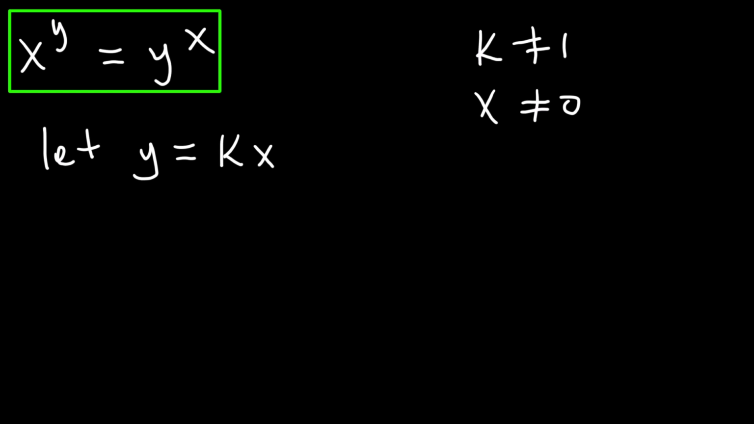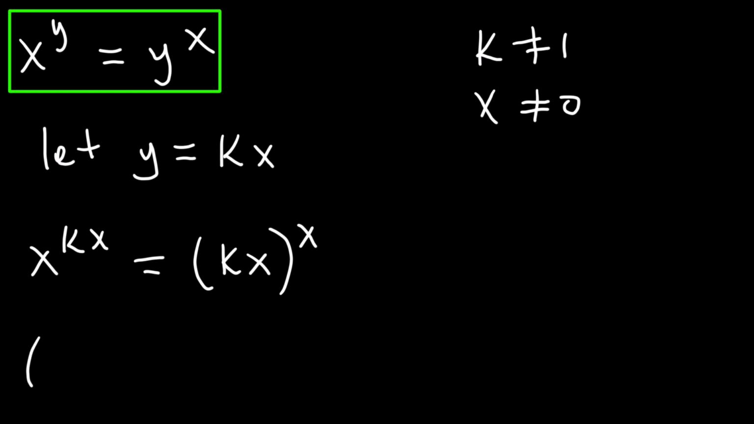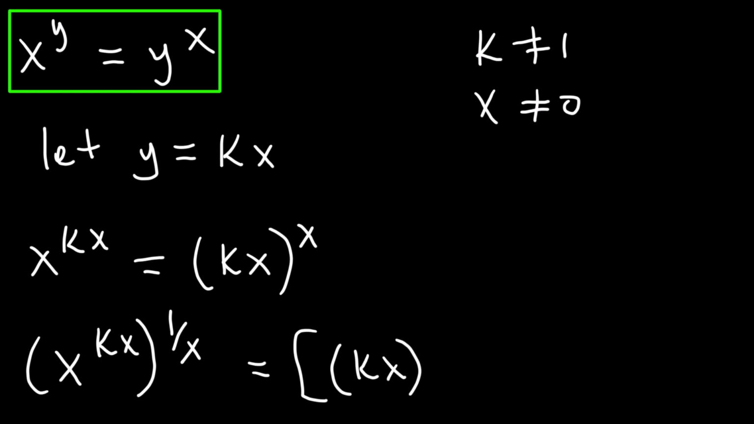If we put in y equals kx, we shall have x raised to the power of kx, and this will be equal to y, which is kx raised to the power of x. And at this point, what we need to do is raise both sides to the power of 1 over x. So on the left hand side, we shall have x raised to the power of kx, and then raised to the power of 1 over x. And this will be equal to, on the right hand side, kx raised to the power of x, and then raised to the power of 1 over x.